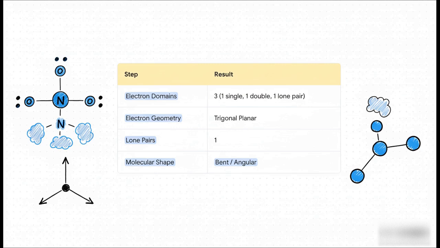Okay, next up, the nitrite ion. The central nitrogen has a single bond, a double bond, and 1 lone pair. So how many domains? Still 3, which means our electron geometry is, once again, trigonal planar. But this time, step 4 is where things get interesting. One of those domains is an invisible lone pair. So when we ignore it and only look at the atoms, the shape isn't a triangle anymore. What we're left with is a bent or angular shape. See how that works?